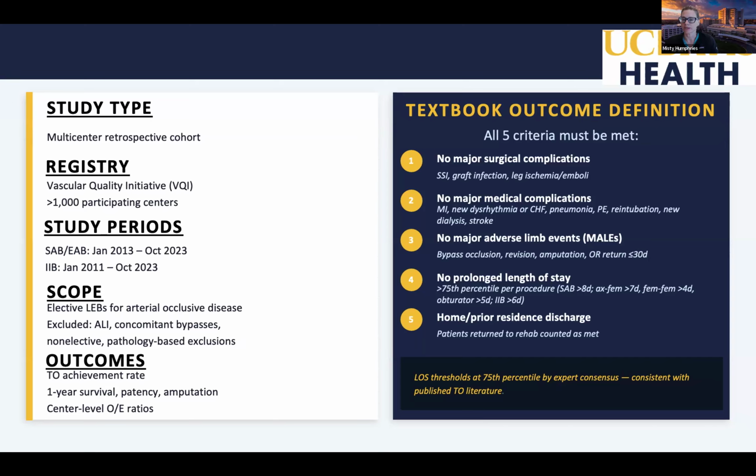The way that textbook outcome was defined is that it required meeting all 5 of these criteria simultaneously. So no major complication, can see some of those listed here, no major medical or no surgical complications, no medical complications, no adverse limb events, no prolonged length of stay, and then discharge. So where they went after discharge. And the length of stay threshold is really something that I think for most of us is a big problem. I know for our group it is, but the threshold was 75%.